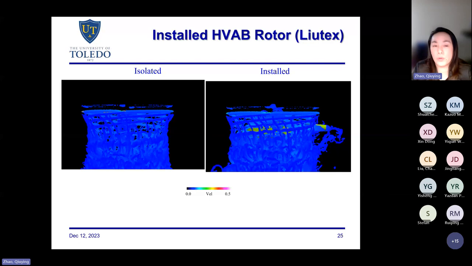Now here's the close view of the comparison of the downwash vortex representations between the isolated rotor and the installed rotor. The blue color represents the magnitude of the total velocity, and from this enlarged flow field representation, we see some vortex interactions between the rotor and fuselage.